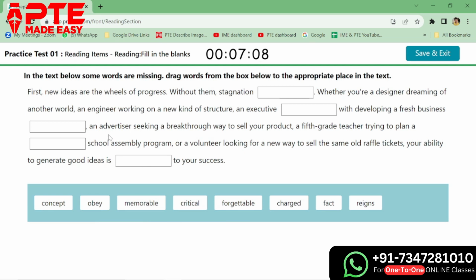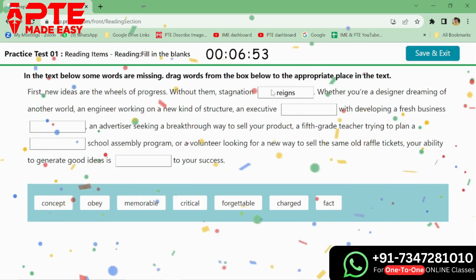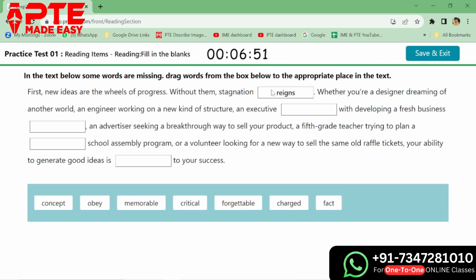Next, okay, next one. First, new ideas are the wheels of progress. Without them, stagnation dash. What? Without them, stagnation. What? Stagnation reigns, as in rules. Stagnation rules. Stagnation as in something getting accumulated.